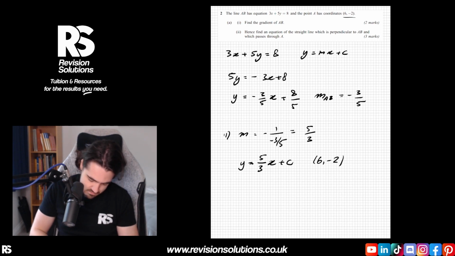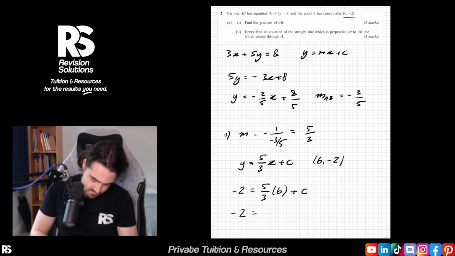So plugging that in, we'd have -2 equals 5/3 times 6 plus c. Simplifying that down quickly, we'd have -2 would equal 6 divided by 3 is 2, and then 5 times 2 is 10, so that's 10 plus c. So c then is -12. Meaning that we'd have y equals 5/3 x minus 12.